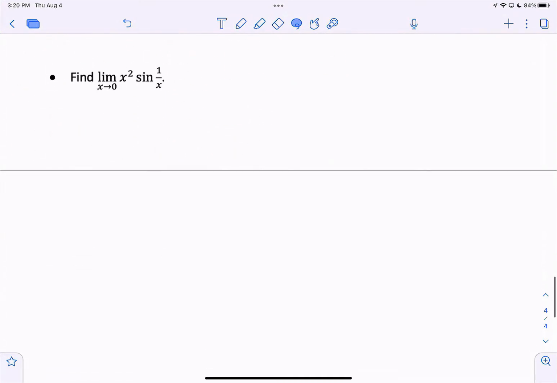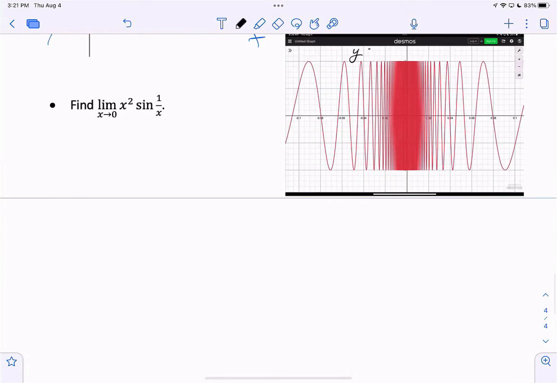We are asked to find the limit as x approaches 0 of x squared times the sine of 1 over x. You may recall that as x approaches 0, the sine of 1 over x wildly oscillates. And in case it's helpful, here's a reminder of what the graph of y equals the sine of 1 over x looks like. It's trying to be everything between negative 1 and 1 as x approaches 0, right?